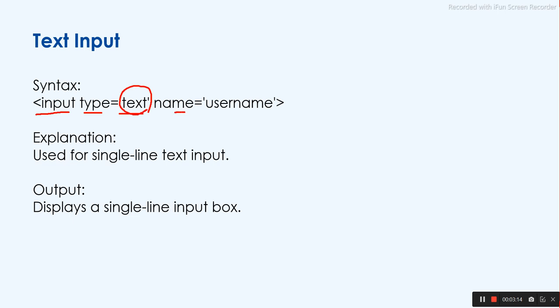Then name equal to, you can give any name whatever you want. The name of the text box I am going to give username, or your name, first name, last name, something like that. You can give any name of the text box, depending upon the purpose for which you are creating the text box. So that is a single line text box. Your output will be a single line text box where you can enter some single line of text. Now let's see how to create this text box.